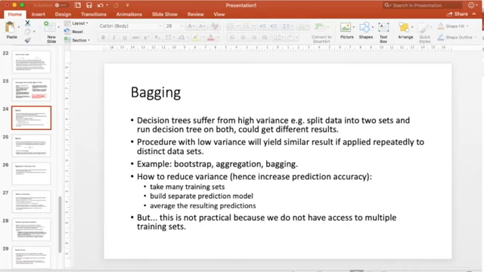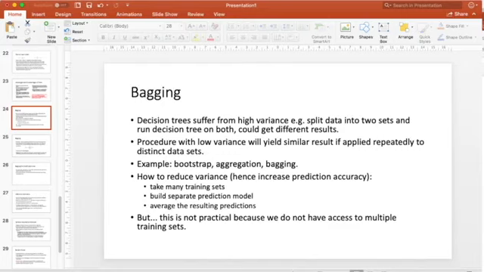So we know that a procedure with low variance will yield similar results if we apply it repeatedly to distinct data sets. And this is what we want. We want to build a model that is good enough that it can make high predictive performance. But at the same time, we do not want a model that is complex enough that it overfits the training data sets and performs poorly on new data sets. So some examples of the procedures that we can use include bootstrap aggregation, or bagging, and how to reduce variance, hence increase prediction accuracy.